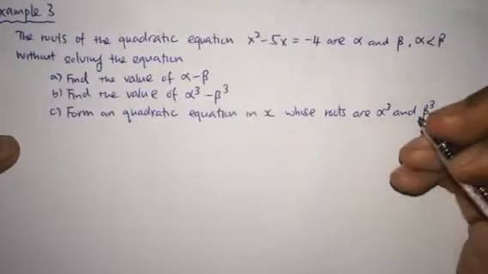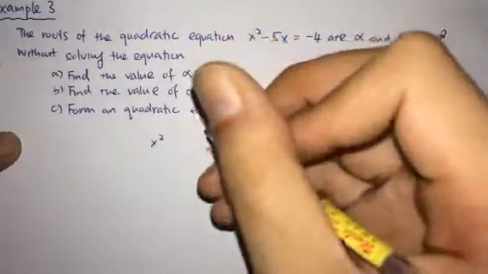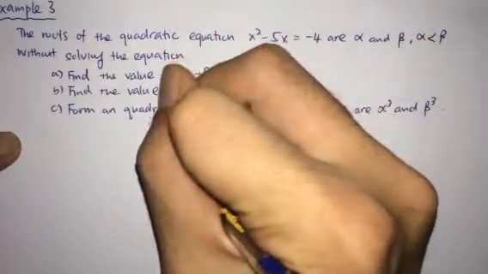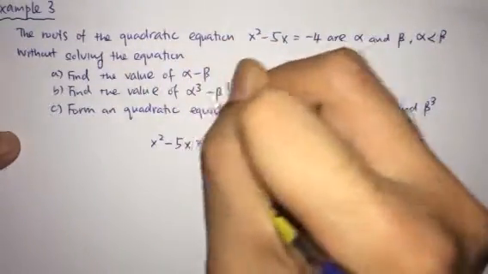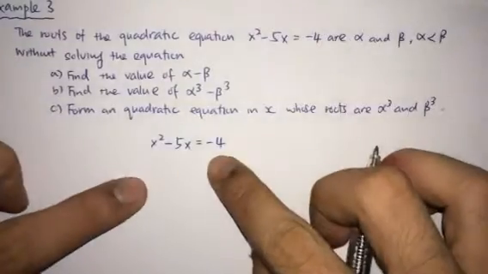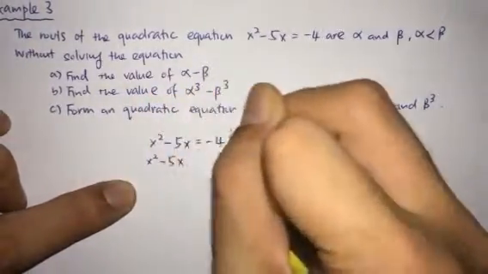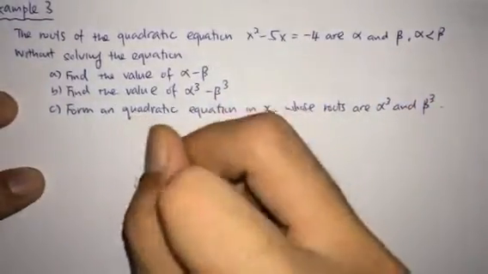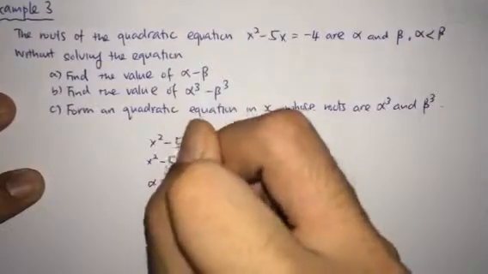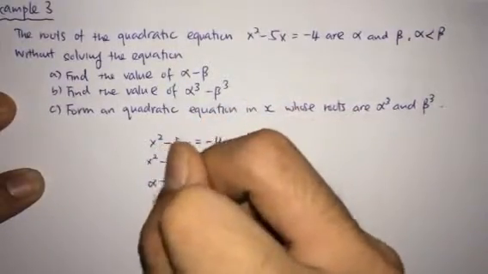Okay, as I said in the last video, when dealing with such questions, we will always write down the sum and product of roots of these equations. The equation given to us is not in the general quadratic form, so just shift the 4 over to the other side. We'll get this, and we will have alpha plus beta equals 5, and alpha beta will be equals to 4.